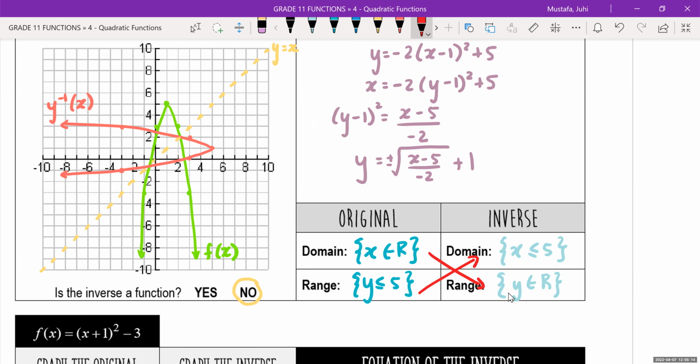This is useful because if I'm asking you a question about the inverse, you just need to figure out the domain and range of the original and flip them around, and you automatically have the domain and range of the inverse without putting in the work or actually looking at the graph.